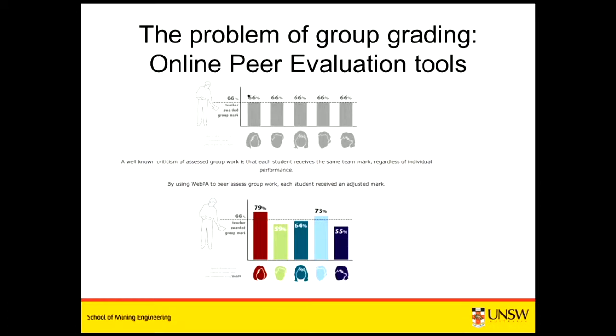Now, I want to focus on the last problem, which was the problem of students in a group project all getting the same grade. This diagram shows you what that issue is. The top chart shows every student gets the same grade. The teacher gives each group a grade, and each group member gets the same grade.